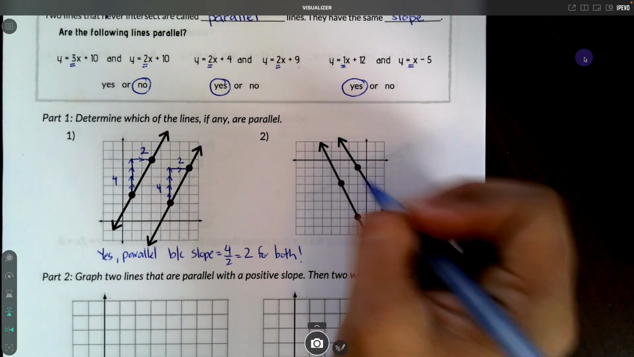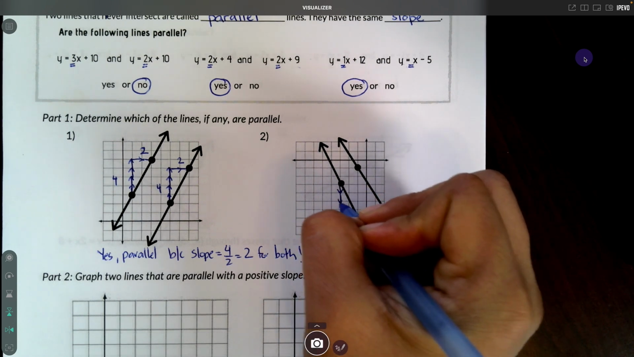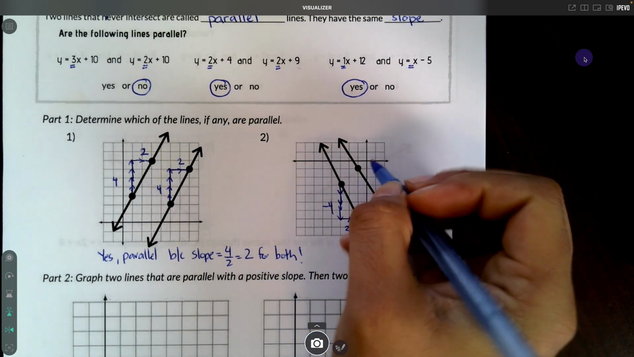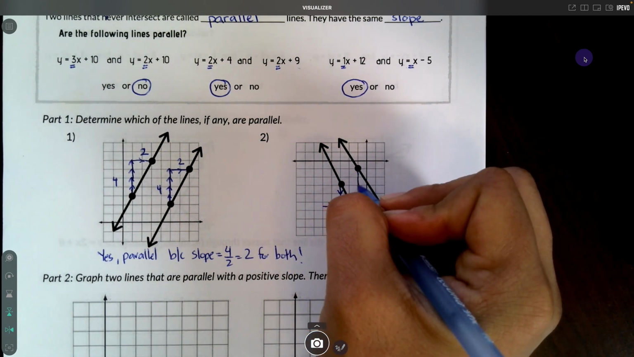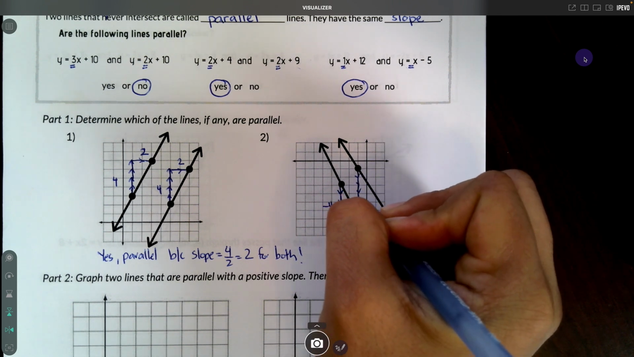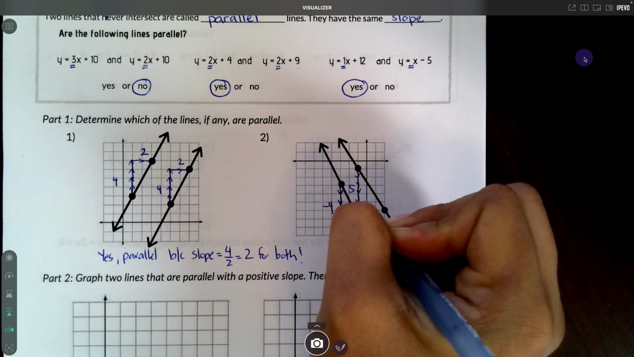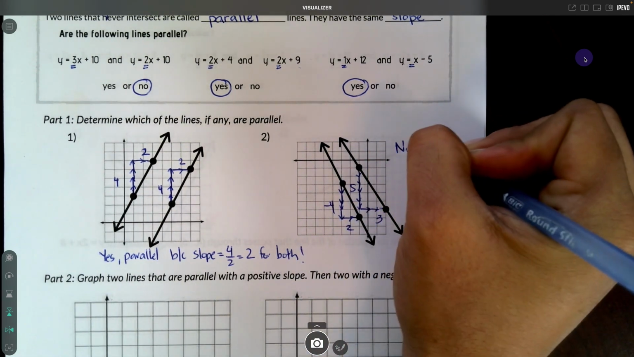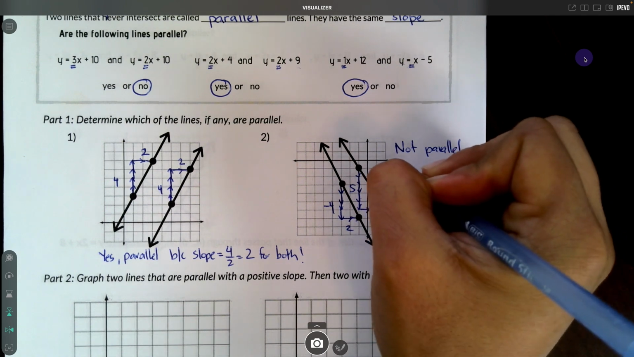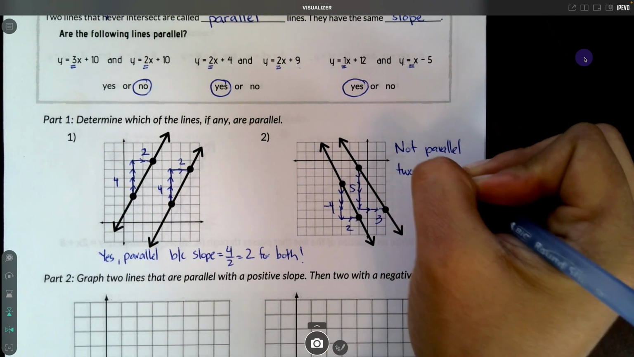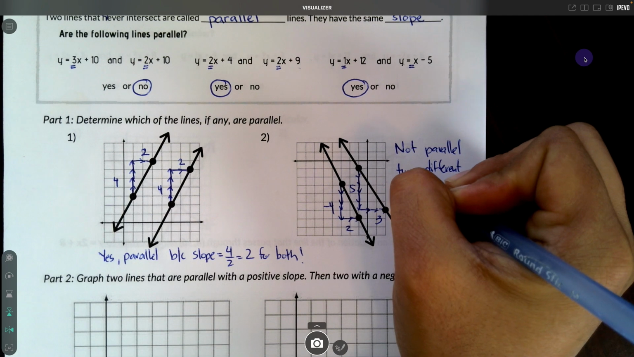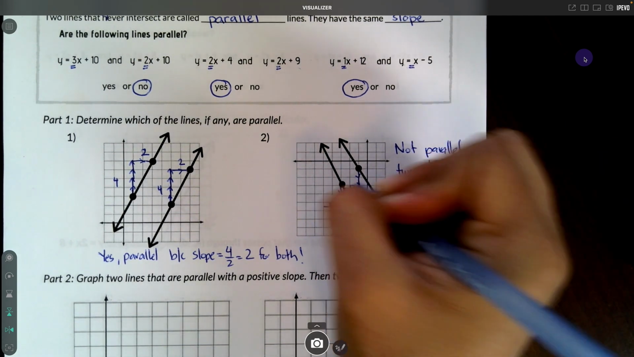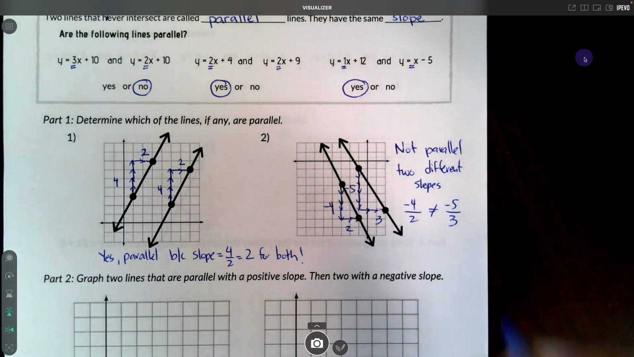Okay, now what about these over here? So they're going down, so it's negative. So let's count 1, 2, 3, 4 over 2. So negative 4 over 2. And then this one is 1, 2, 3, 4. Oh, nope. Looks like this is 5 over 3. So not parallel. Two different slopes. This is negative 4 over 2, which does not equal negative 5 over 3.